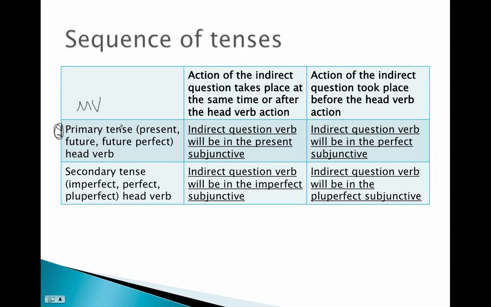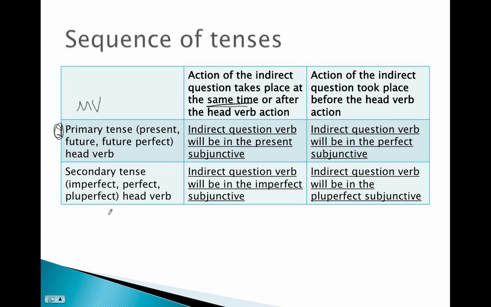So if your head verb is a primary tense, let's focus on this column first. If your head verb is in a primary tense, that is the present, future, or future perfect, so I know, I will have known, then the action of the indirect question takes place at the same time or after the head verb action. And for questions mainly the same time. So I know what you're doing. Or I wonder why you are here. So the action of the head verb and the action of the question are at the same time. Then the indirect question will be in the present subjunctive.